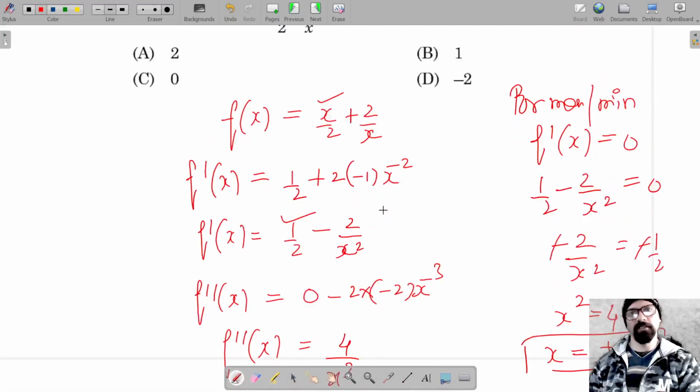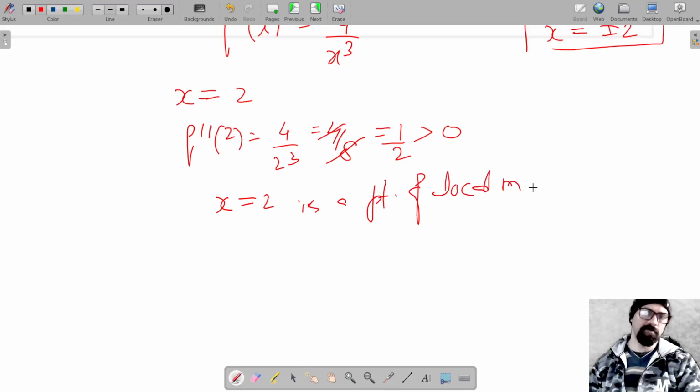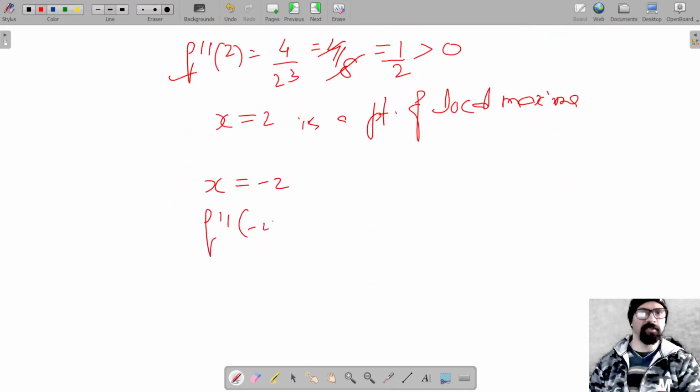We have to find the point of local maxima. So x is equal to 2 is a point of local maximum, because for this the value of the second order derivative is greater than 0, and for x is equal to negative 2, the value of the second order derivative will be 4 by negative 8, which is negative half, which is less than 0.